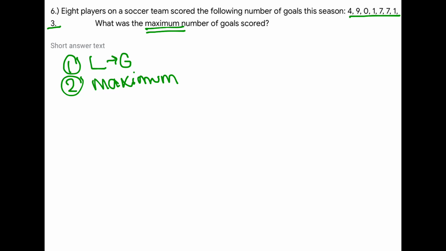And when we find our maximum, my pet's having issues. We are finding the biggest number.